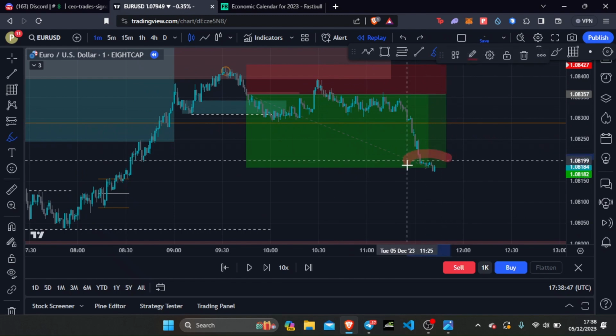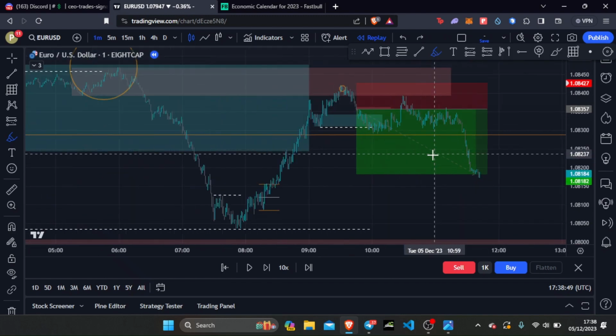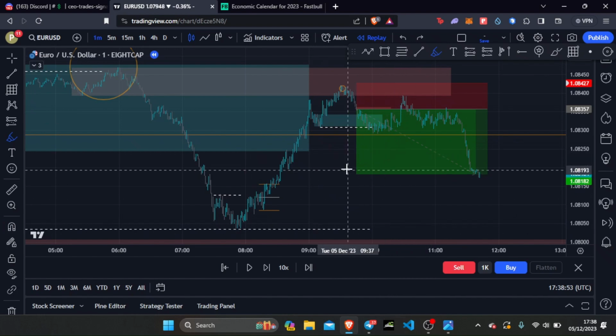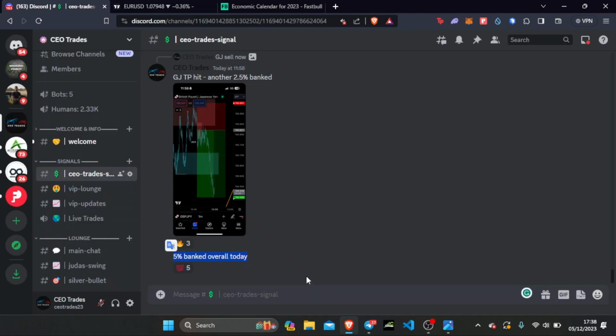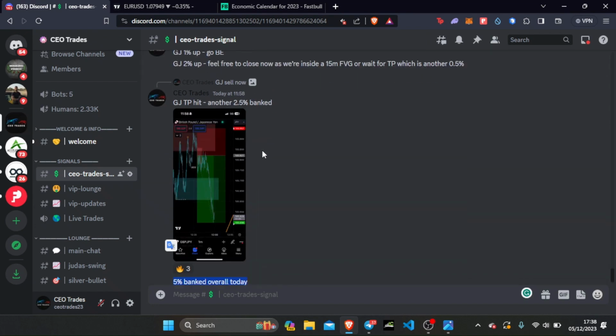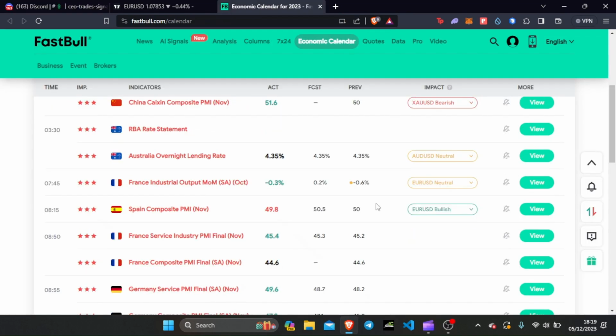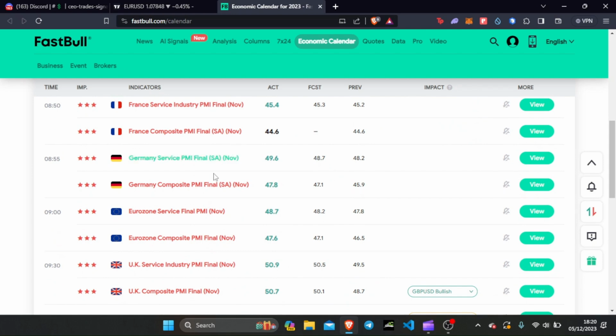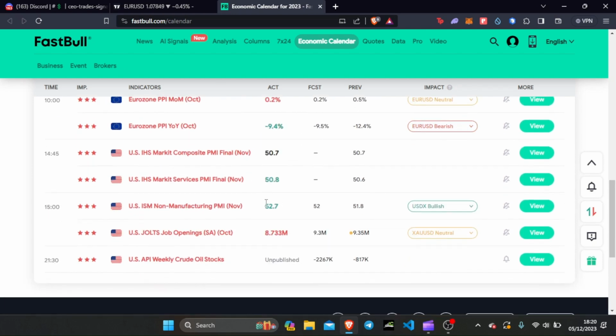Now, you must be asking why I exited right here and not down here at the liquidity pool. The reason why I targeted right here is, number one, I wanted the Discord members to be able to bank some sort of profits. The second reason that I placed my take profit at 2.5% instead of targeting the liquidity is because I was a bit wary for the members in the Discord, because at 3 p.m.